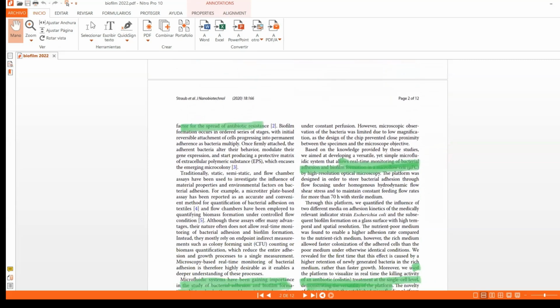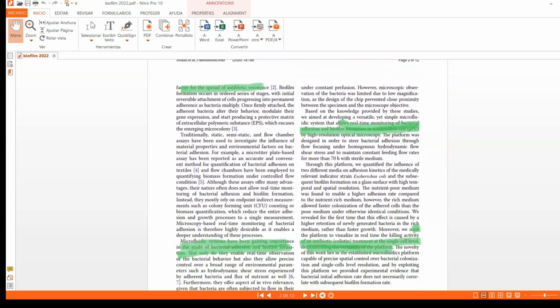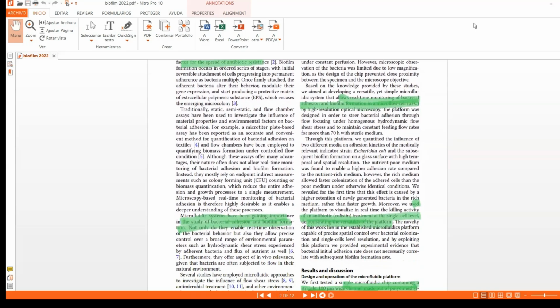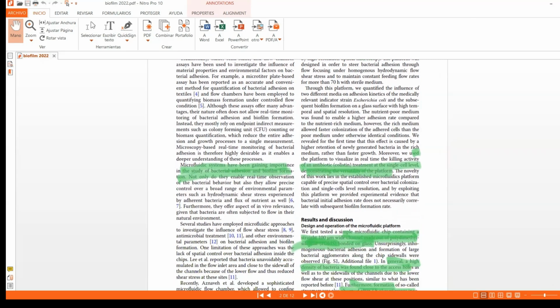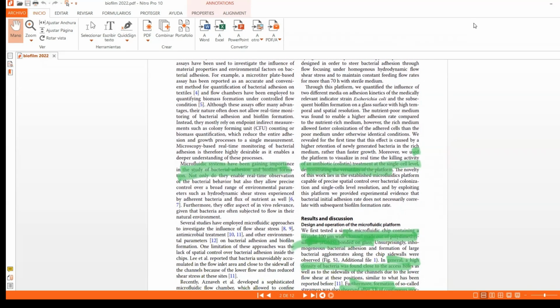For this, they decided to study the use of a microfluidic device because it makes it easy to study bacterial adhesion and biofilm formation. This system allows real-time monitoring and helps to study the killing activity of the antibiotic treatment and the single cells.